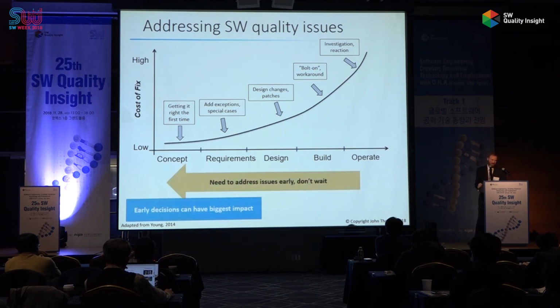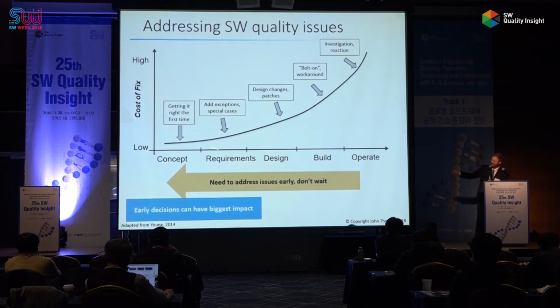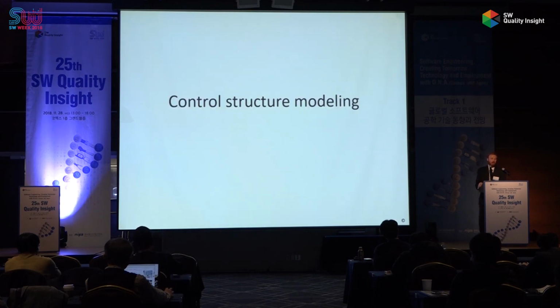Everybody knows we need to find things earlier. The problem is we've been lacking methods to do this well. That's what I'm going to show you. It's based on something called a control structure model. If we want to find things this early, when they're being injected and not wait for the code to be written, not wait for it to be operating, we need something that works before we have software code. So we're going to use a model called a control structure.